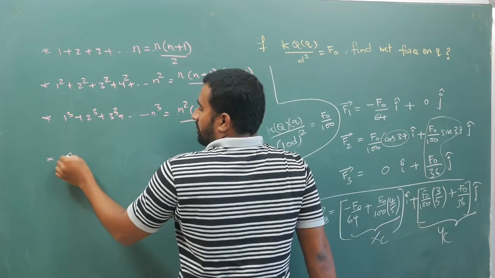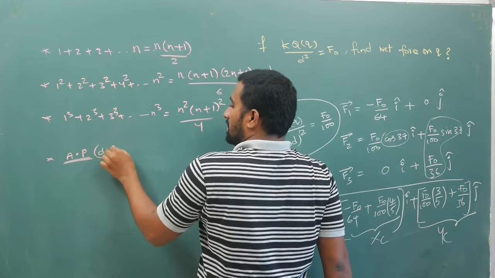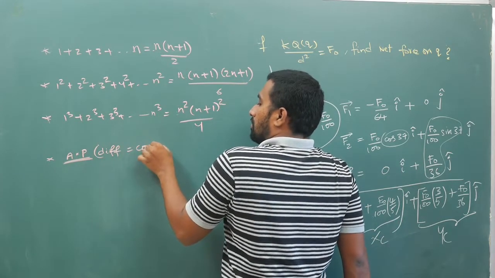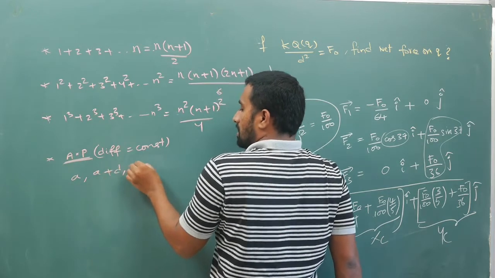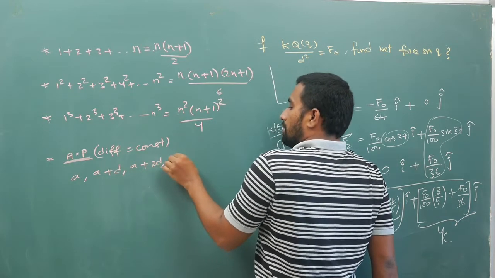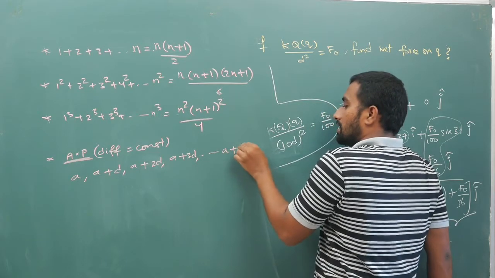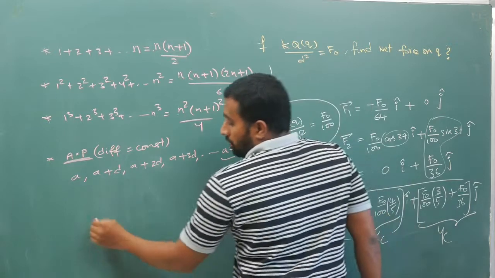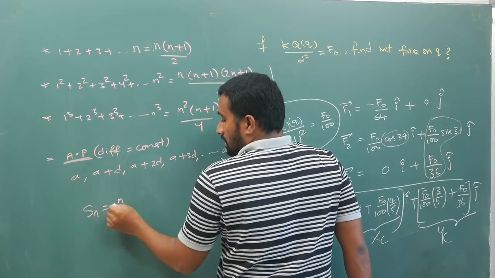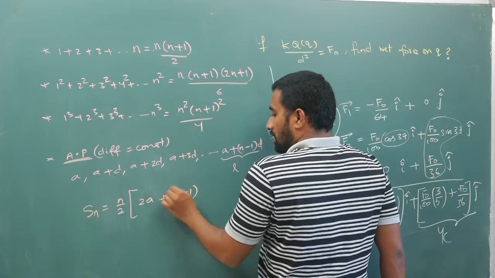Next, if terms are in arithmetic progression, the difference is constant here. So your terms will be in the form of a, a plus d, a plus 2d, a plus 3d, and so on up to a plus (n minus 1) into d. This is your last term. Now the sum of n terms in this is n by 2 times (2a plus (n minus 1) into d).